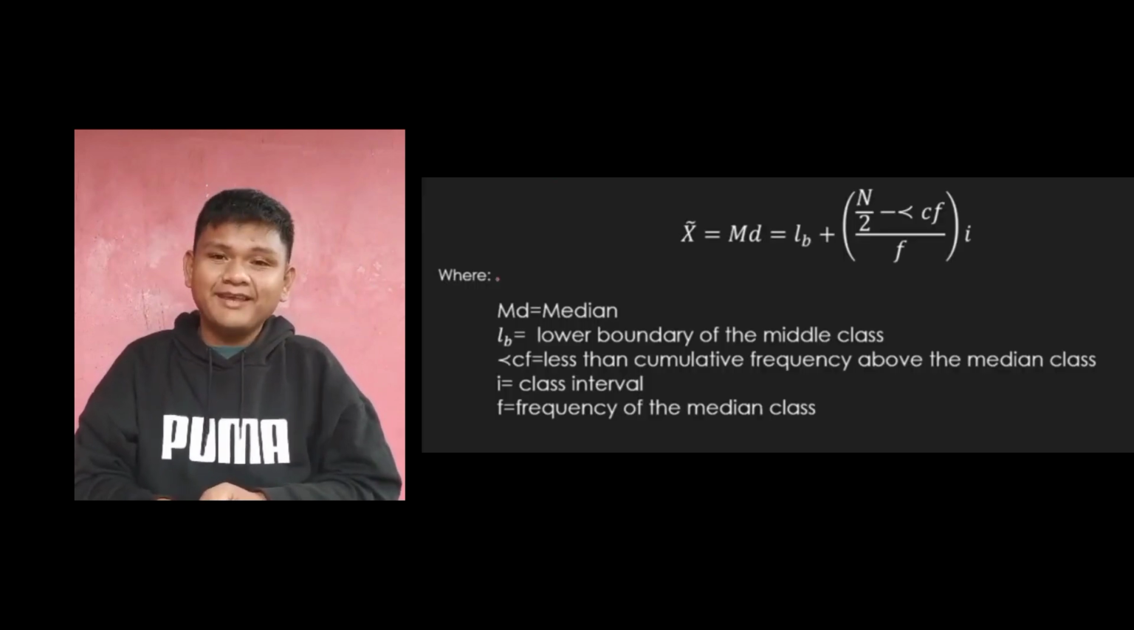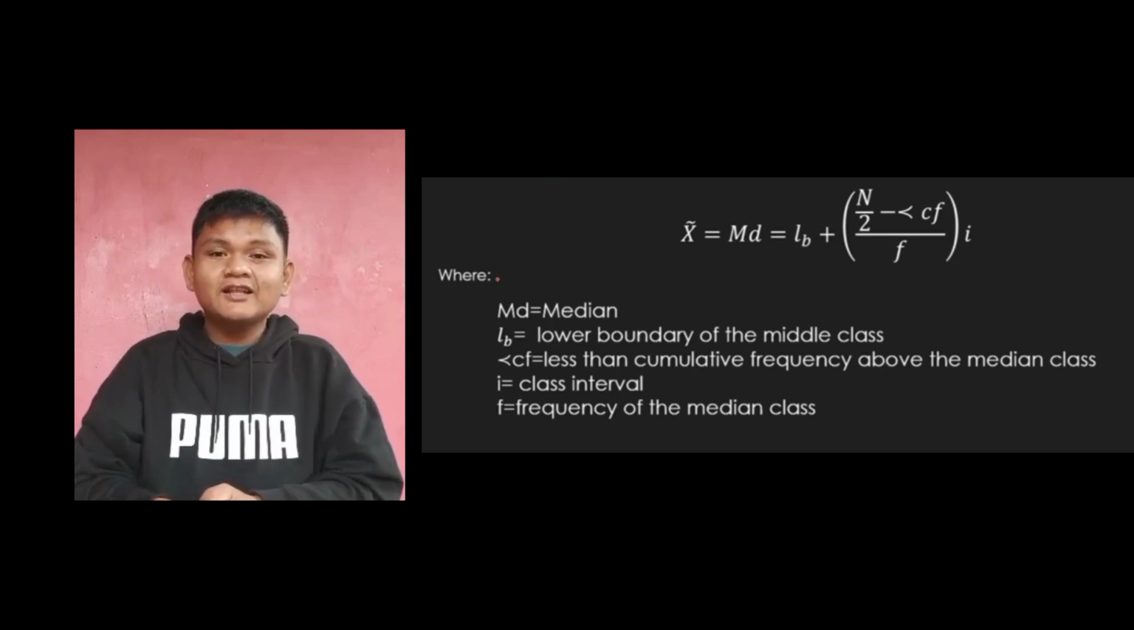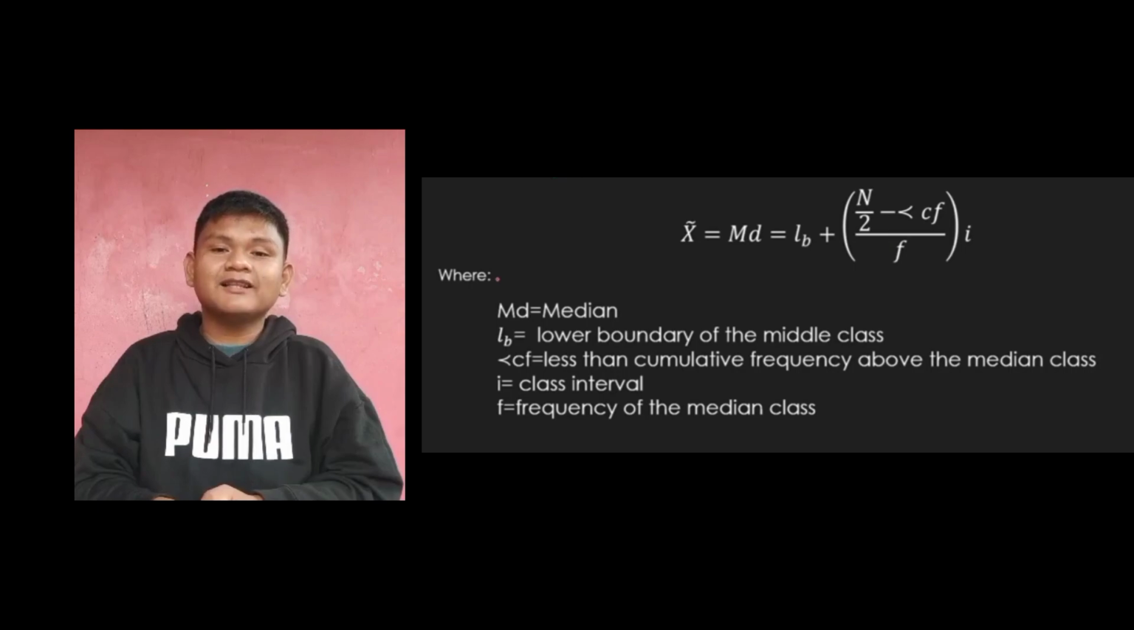Median is the middle value of the distribution when the values are arranged in ascending or descending order. We can use a formula in finding the median. Here's how. This is the formula in finding the median in a group of data. Median equals the lower boundary of the median class plus open parentheses total frequency over 2 minus less than cumulative frequency above the median class over frequency of the median class close parentheses times class interval.